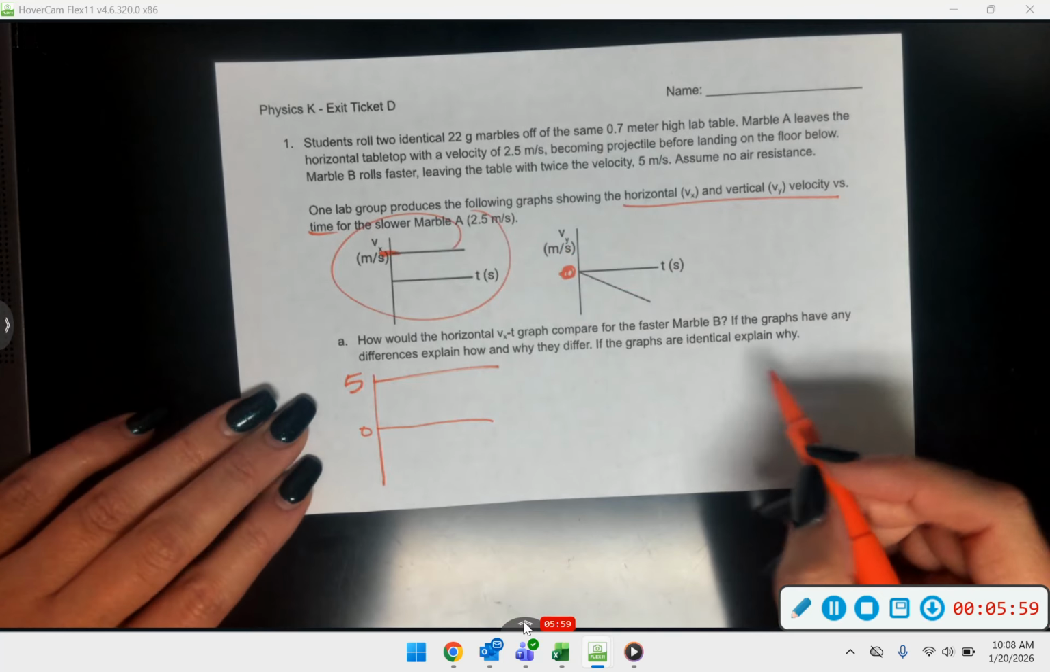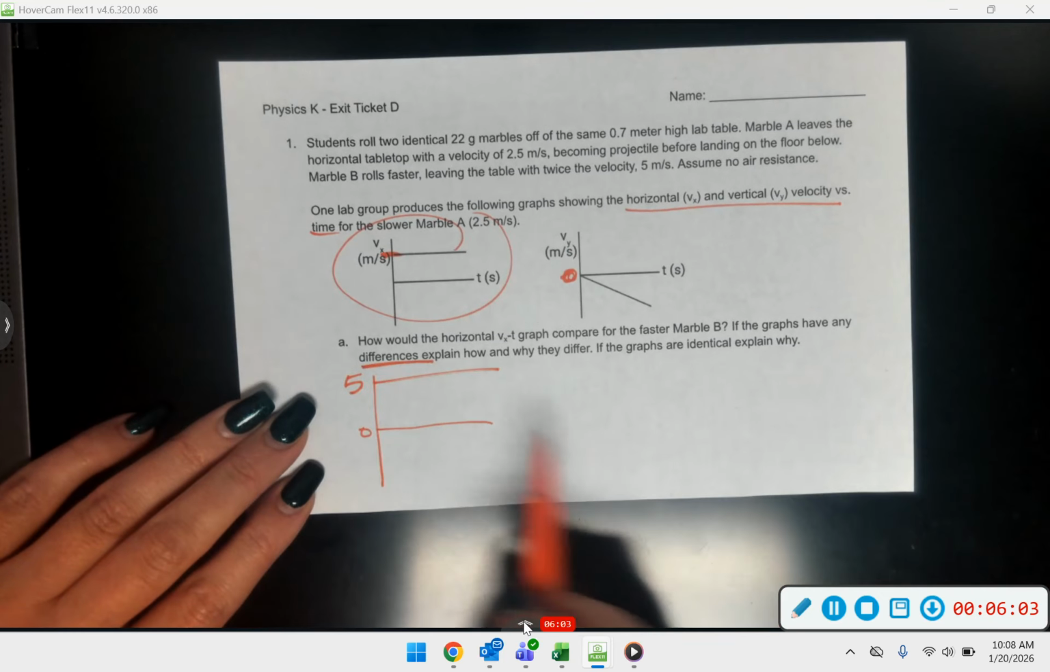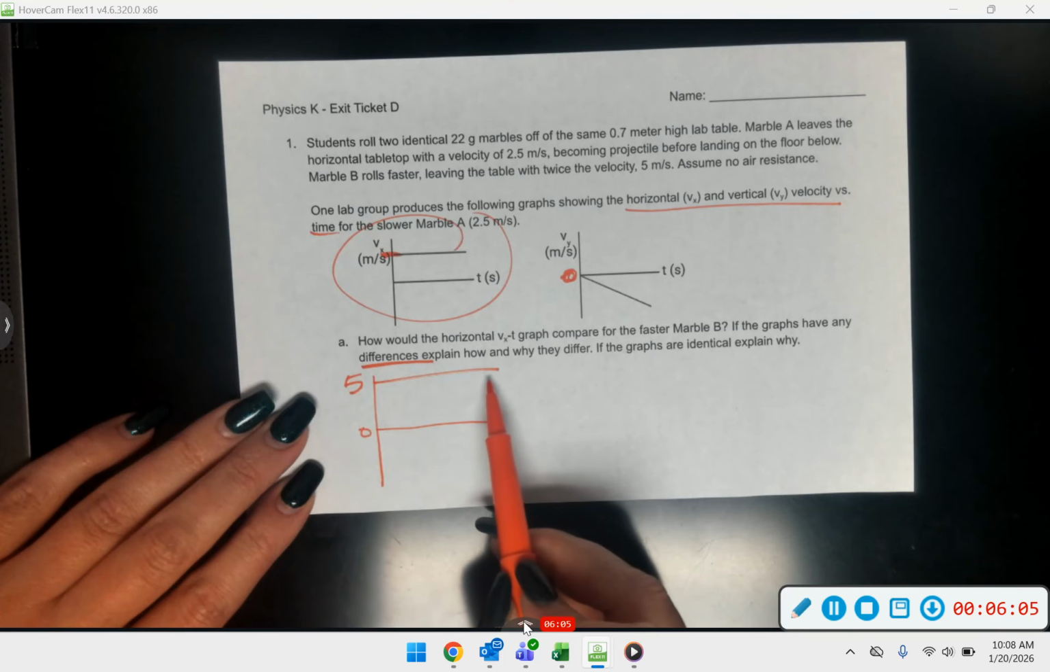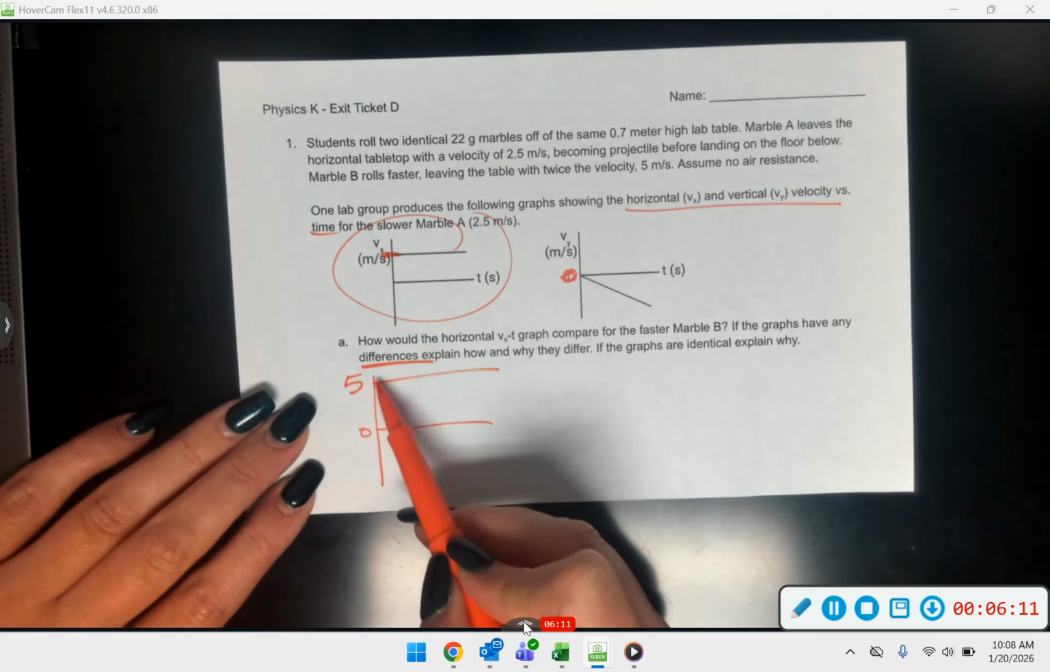And so I would have a different y-intercept, and that would be the difference that exists. It would still show constant velocity. That's still a horizontal line, but my horizontal line has a different y-intercept. Instead of 2.5, this one would be at 5.